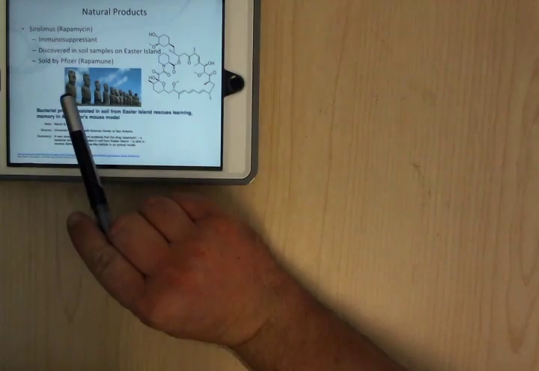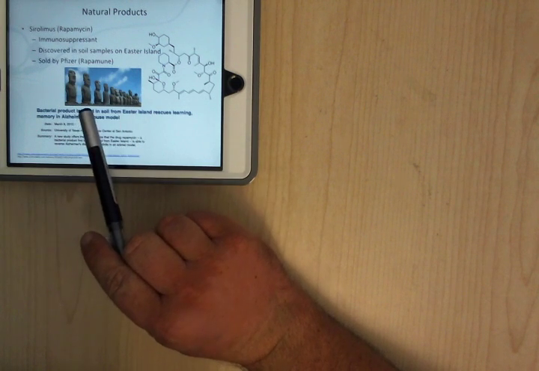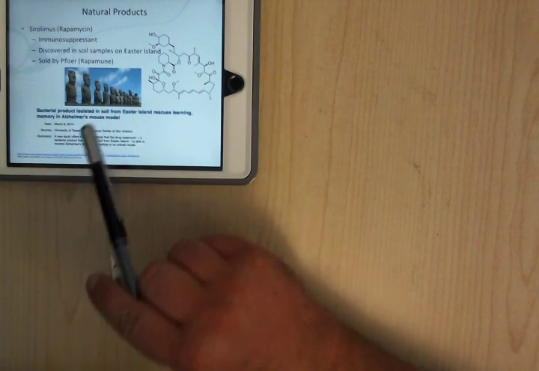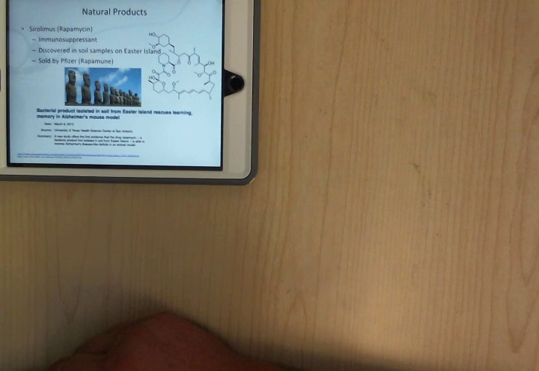Okay, so last slide for this chapter, one of the things I want to talk about is natural products. So sirolimus, also called rapamycin, was isolated from soil samples on Easter Island. Everybody knows Easter Island because of the Moai, these giant statues. They get these things from coral, they get them from soil samples, they get them from all sorts of crazy stuff, plants and stuff like that.